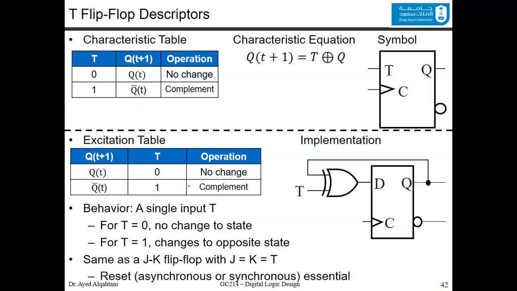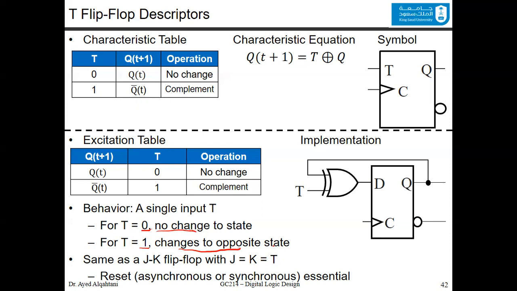Now, what's the behavior of the T flip-flop? It has a single input. If T is equal to 0, no change. If T is equal to 1, then you flip, meaning that you change to the opposite state. It's actually the same as the JK flip-flop with J equal to K equal to T.